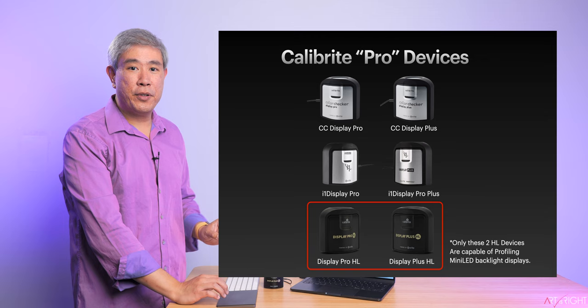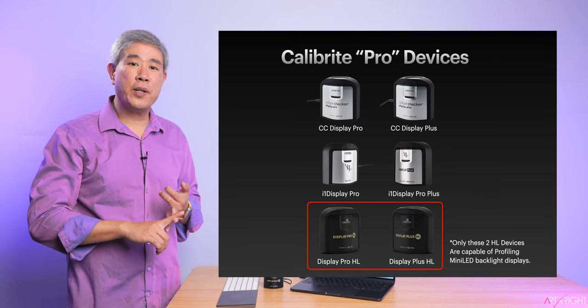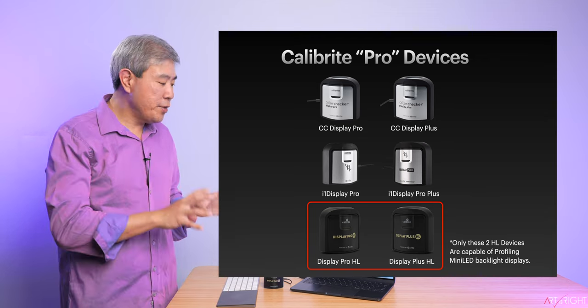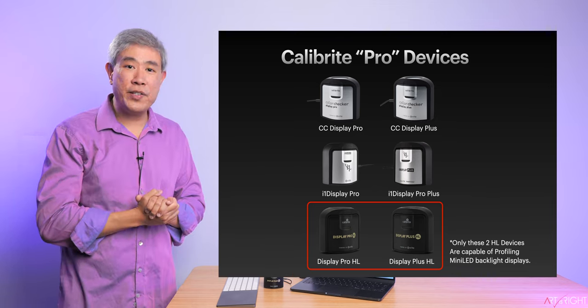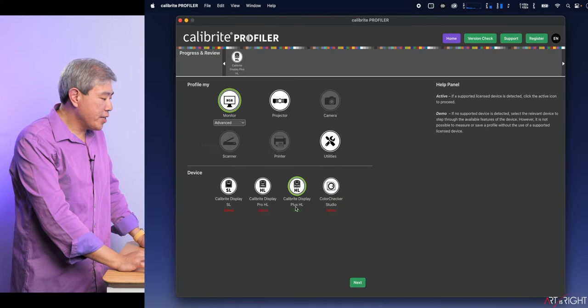For this demo, I'll be using my 13-inch MacBook Air M2 along with the Calibrite Display Plus HL. This is considered to be a Calibrite Pro device, in addition to the Display Pro, Display Plus, and Display Pro HL. So if you use any of these devices that I've just mentioned, the interface and everything will be very similar, including all the options. However, if you have other devices that are compatible with Calibrite Profiler, even though some of these options may not be available, this guide would still be valid and you can still use it to follow through. You can see that the Display Plus HL has been properly recognized by Calibrite Profiler.